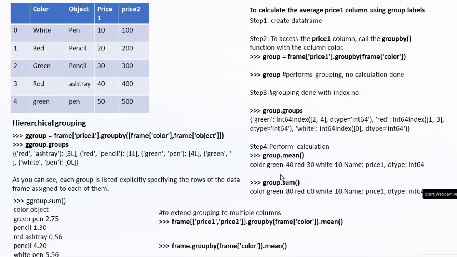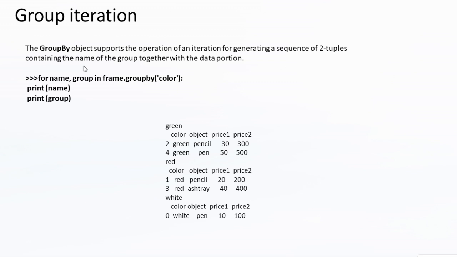Now there is a concept called group iteration. Since I'll be having groups of objects, I can just use a for loop to do the calculations. Under green I have 2 items, under red I have 2 items, under white I have 1 item, so it's better that you do iteration in this case. How do you apply iteration here? For name, group in frame.groupby color. So I'm doing grouping based upon the color.